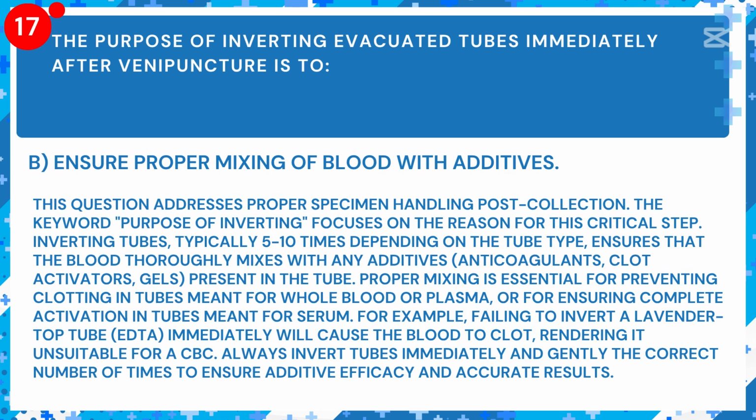Answer: B. Ensure proper mixing of blood with additives. Explanation: this question addresses proper specimen handling post-collection. The keyword purpose of inverting focuses on the reason for this critical step. Inverting tubes, typically 5 to 10 times depending on the tube type, ensures that the blood thoroughly mixes with any additives, anticoagulants, clot activators, gels, present in the tube. Proper mixing is essential for preventing clotting in tubes meant for whole blood or plasma, or for ensuring complete activation in tubes meant for serum.